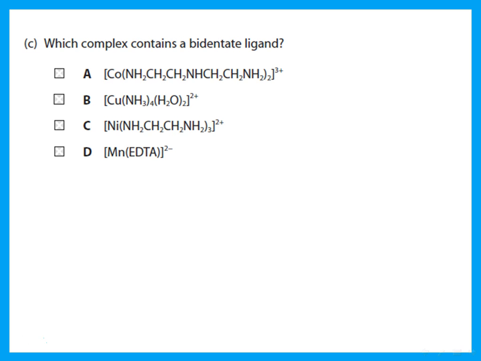Which complex contains a bidentate ligand? Remember, a bidentate ligand is one that attaches with 2 coordinate bonds to the central ion. So if we look at the one in A, this is the structure that is complex to cobalt in A. This actually has 3 nitrogen atoms. You know that each nitrogen atom has a lone pair of electrons that can be used to bond to the central atom in a coordinate bond or a dative bond. So this is called a tridentate ligand. It forms 3 dative bonds to the central atom.